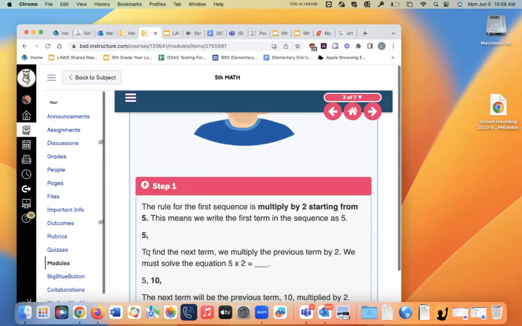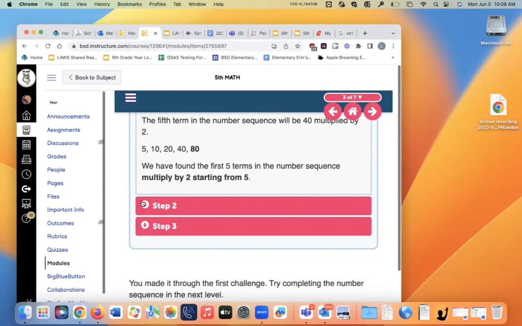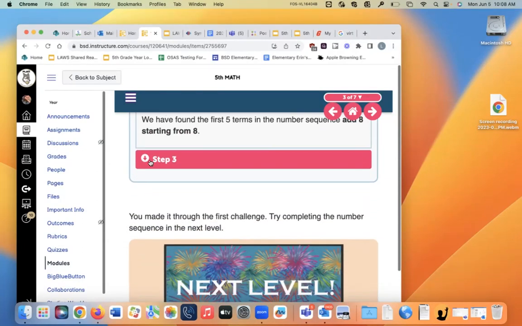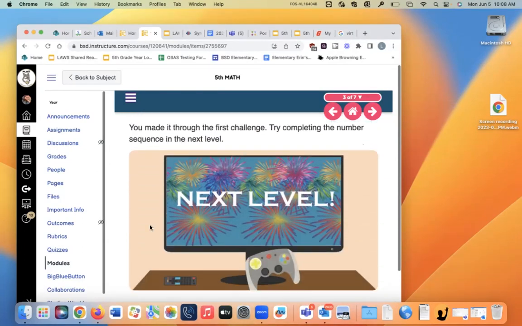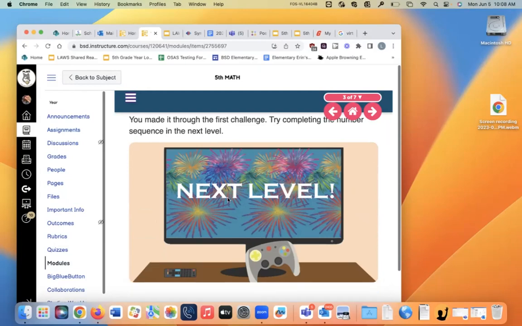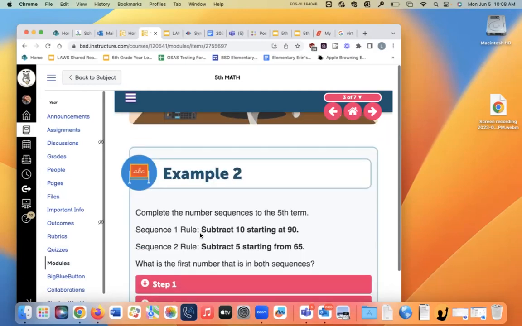Here are the steps again, where they have you create the sequence, create the second sequence, and then you compare them. You made it through the first challenge. Try completing the sequence in the next level.